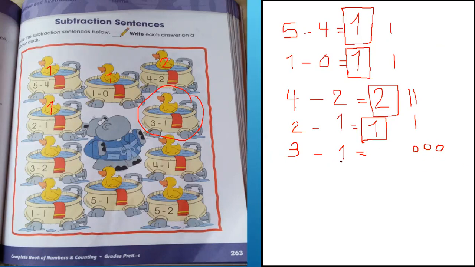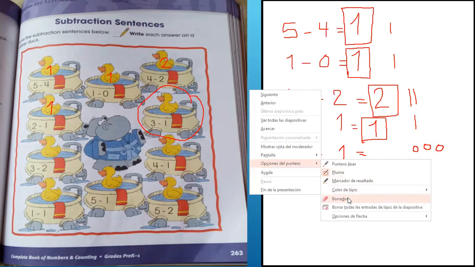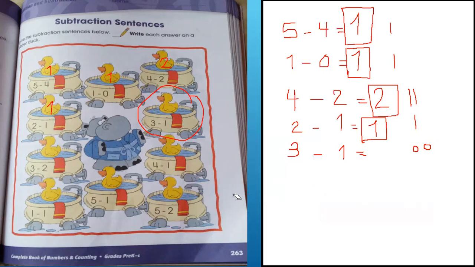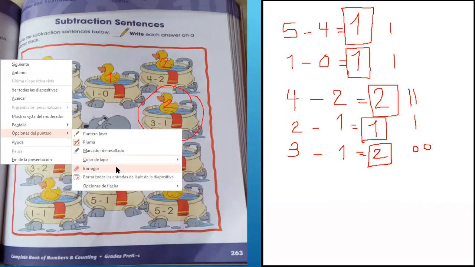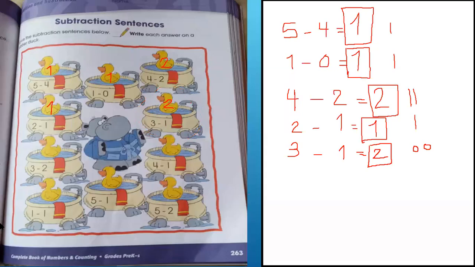And then I have to take away 1 circle. Okay? What is the difference? 2. That's right. So everybody writing the answer 2. And then let's go back to the rubber duck to write the answer 2. You see? Yes. Good. Now, let's continue with the next one. This one.